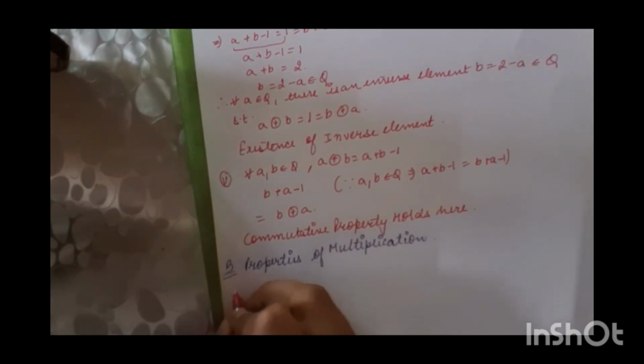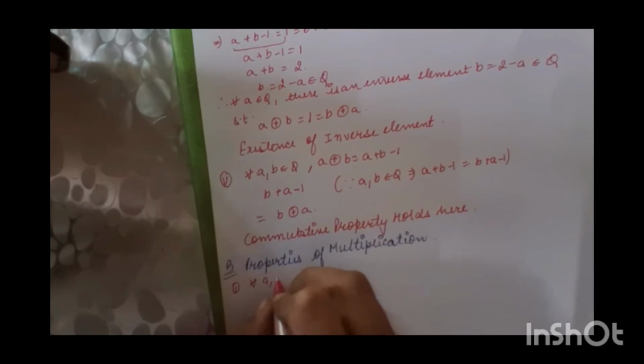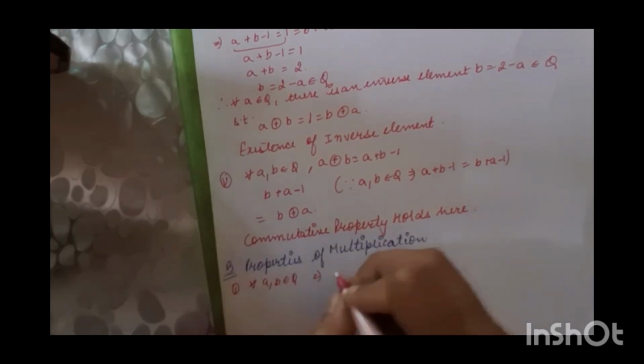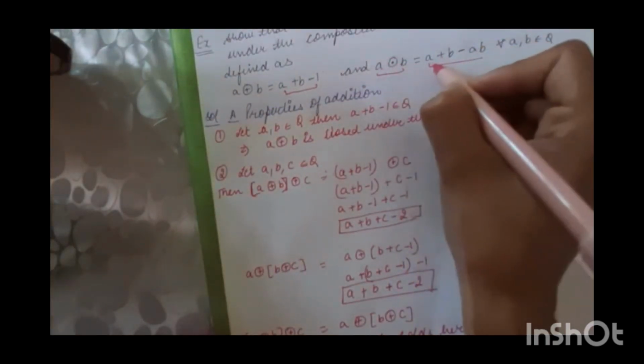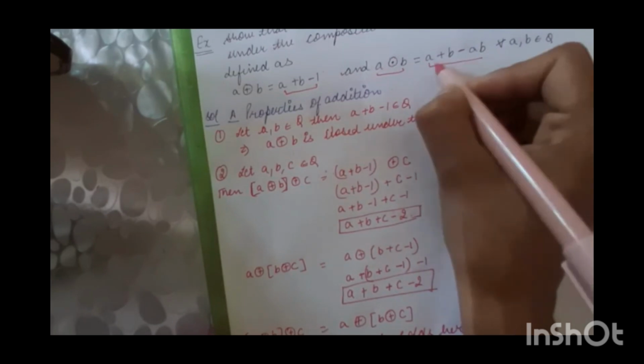So for properties of multiplication, again, we need to show the closure property with respect to multiplication. A, B belongs to Q. And if you see what was given in the question, for multiplication, when this particular operation operates on A, B, this will be the result, and that is A plus B minus AB.